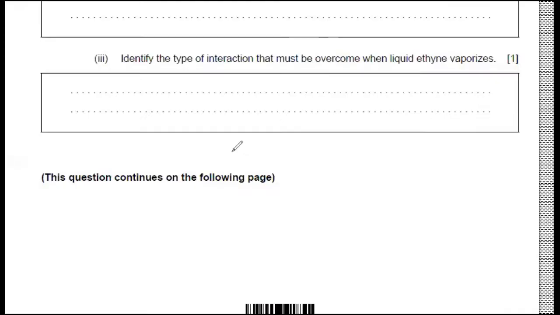Identify the type of interaction that must be overcome when liquid ethyne vaporizes. Ethyne is actually a molecule which is linear. So linear molecules are non-polar. This molecule is non-polar. Having no polarity, it will have weakest attraction. So ethyne, when it is getting vaporized, it will be overcoming weak van der Waals forces of attraction.